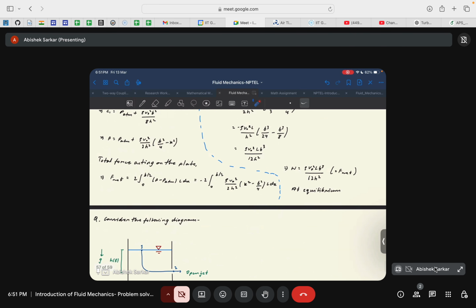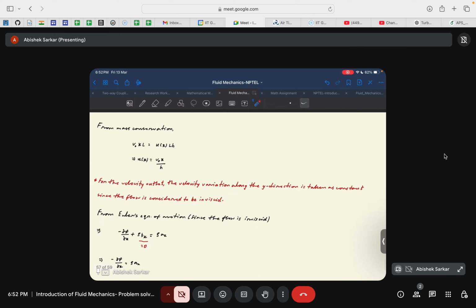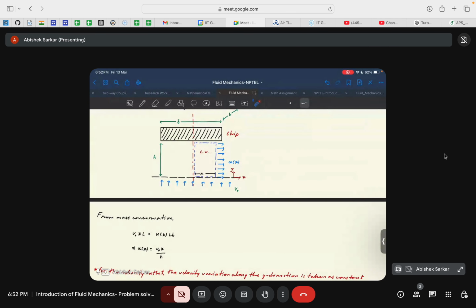The net force will be 2 times the integration from 0 to b by 2 of pressure times the area. Force would basically be pressure times the area, right? So let me go back again. I'm sorry. The pressure exerted by the flow of fluid is balanced by the weight of the plate. So consider that the plate is in equilibrium right now. So the weight of the plate will basically be the pressure force exerted by the fluid on the plate.